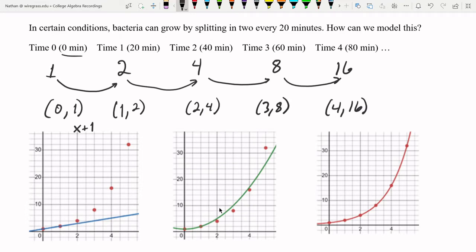Okay, the next expression that I used here was x squared plus 1. Once again, it meets the first 2 points, but then it's actually a little bit higher, higher, higher, and then it's distinctly lower. It's going to be lower from that point on. This last expression is the one that we want. It meets every single point exactly, and this is 2 to the power of x. That's the expression. This is called an exponential function.